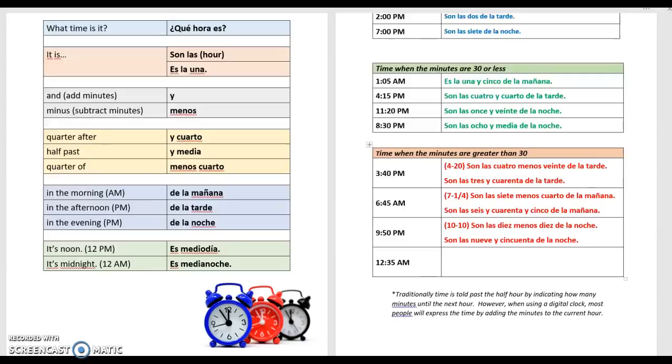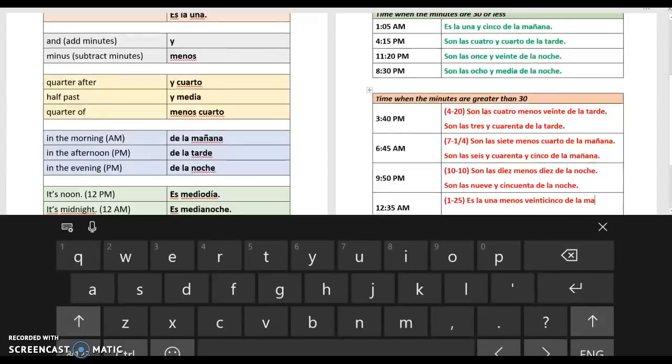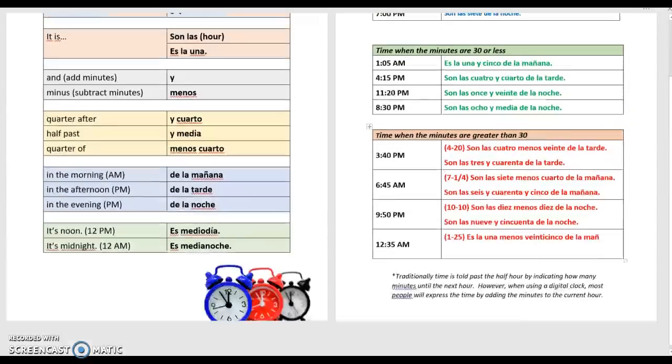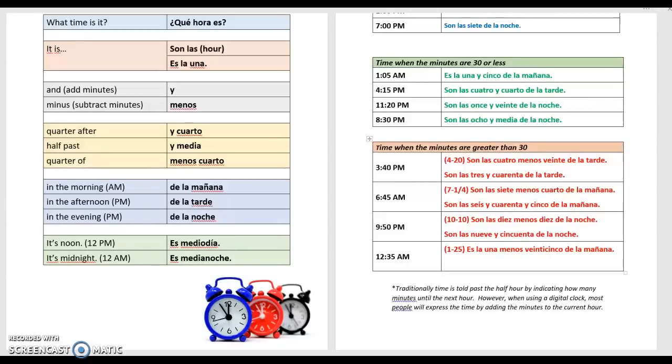Last but not least, 12:35 a.m. No, it's not. Don't think of it that way. It's 25 of 1. So it's 1 o'clock, take away 25 minutes. So we would normally start off with son las, but look, even though it says 12 here, you're using 1 as your hour because you're saying it's 25 of 1. So we have to flip to the es la. Es la una, feminine. Take away. Menos 25 de la mañana. Tilde on the end. Bam.